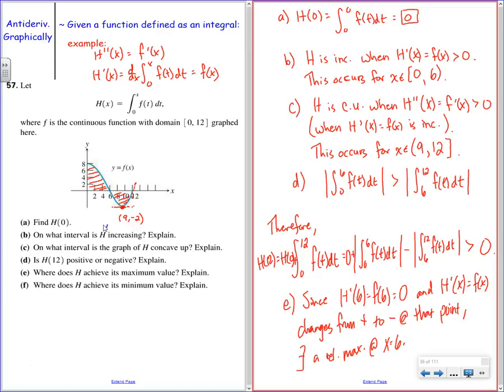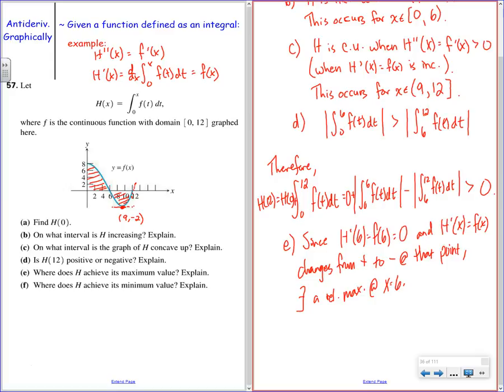Oh man, we have one more. Wait a minute, pause. Did we actually answer letter E? No, because you have to plug it in. We said it was a relative max. What's it asking for? Absolute max value. Well, we did show it's a relative max. That's good and all.